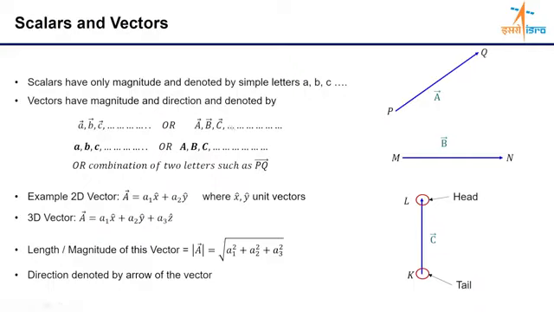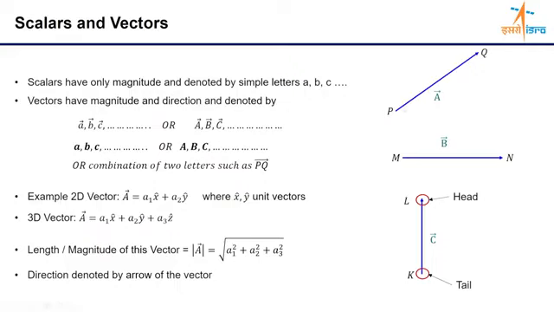So there are a number of ways by which we can denote a vector quantity, but keep in mind vector quantities have the magnitude as well as the direction. Similarly, another vector is shown here from M to N, so you can write it like MN vector, or you can give another name like V vector.